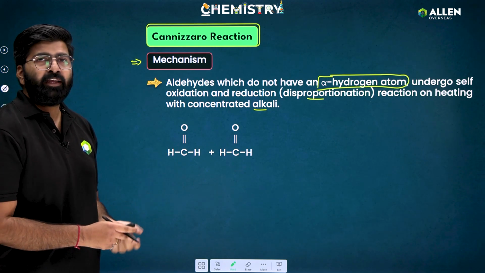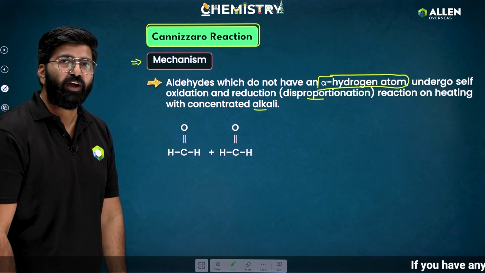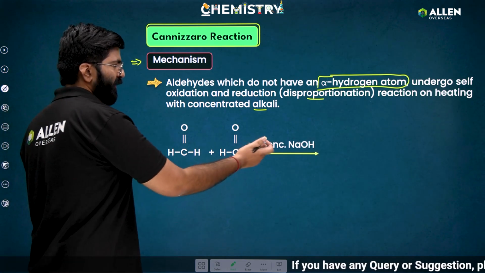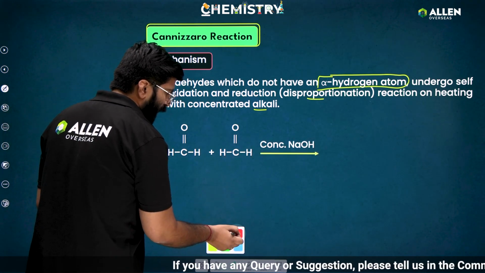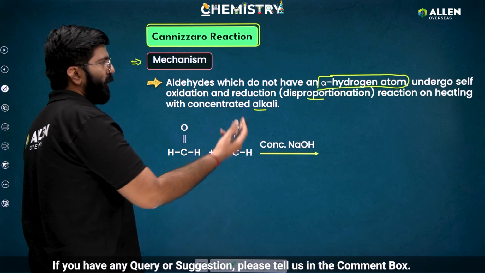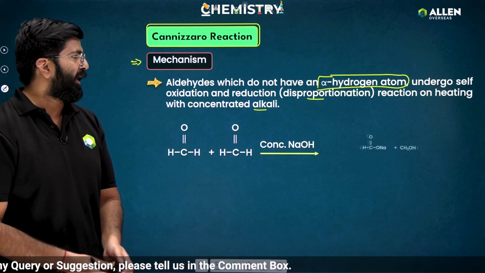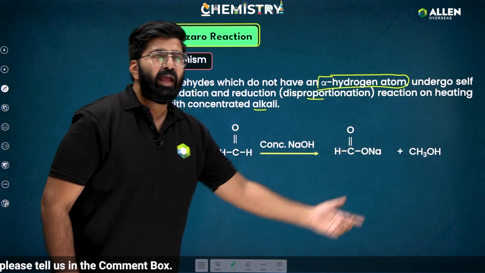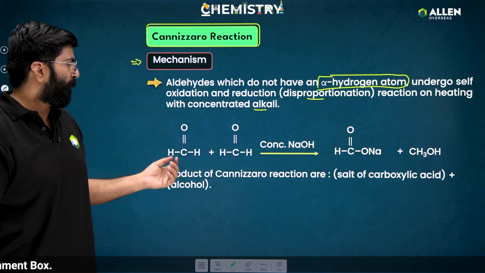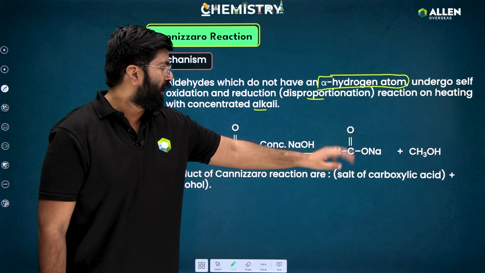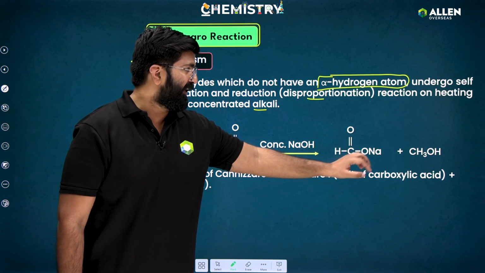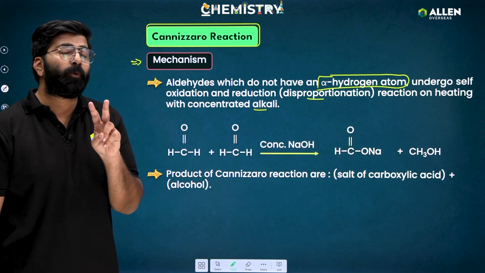And is there any alpha hydrogen? No, there is no alpha hydrogen. So in presence of your concentrated NaOH, what is going to happen? This is going to give what you can call Cannizzaro's reaction, and these two will be the products. And what are the products? Over here, the products of the Cannizzaro reaction are the salt of your carboxylic acid and your alcohol. So these two products are formed.